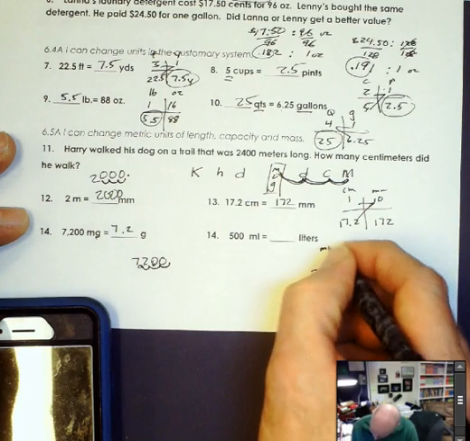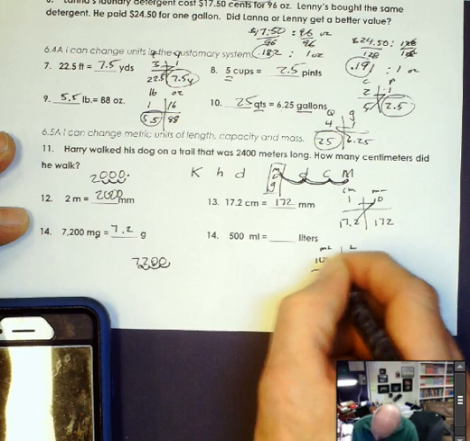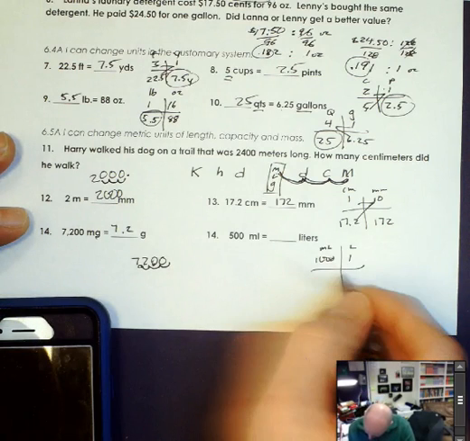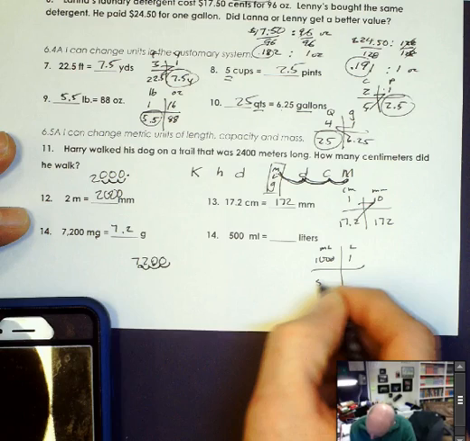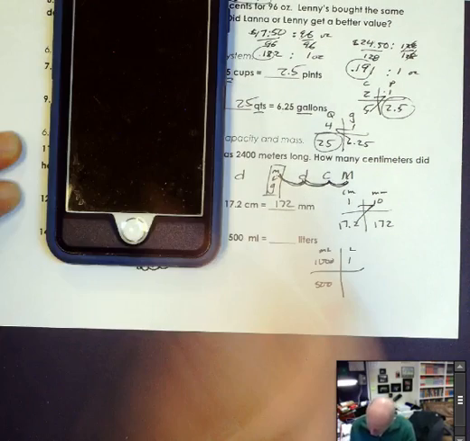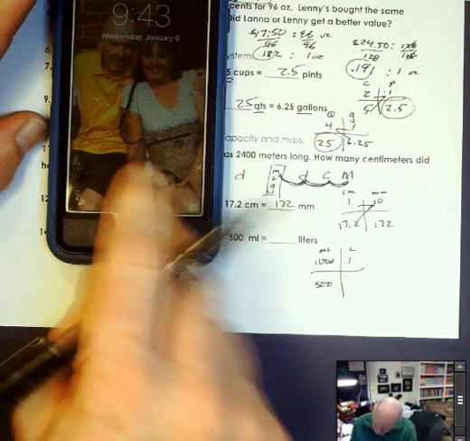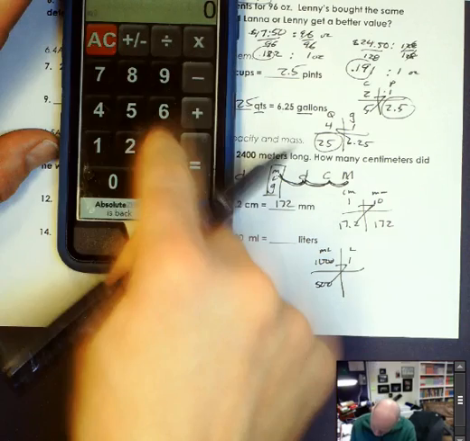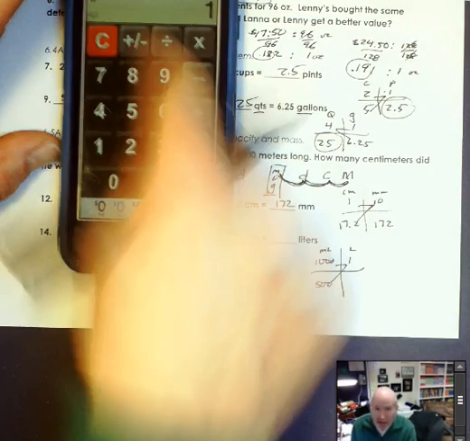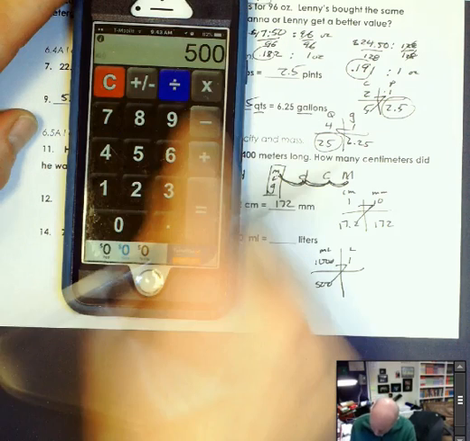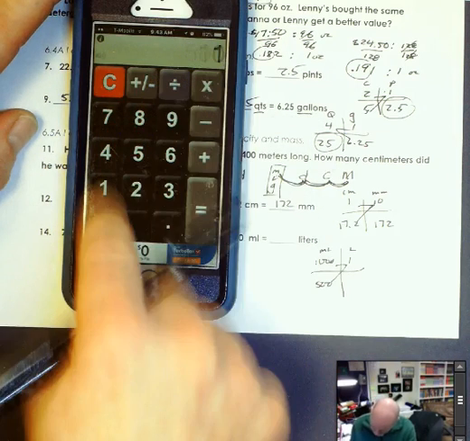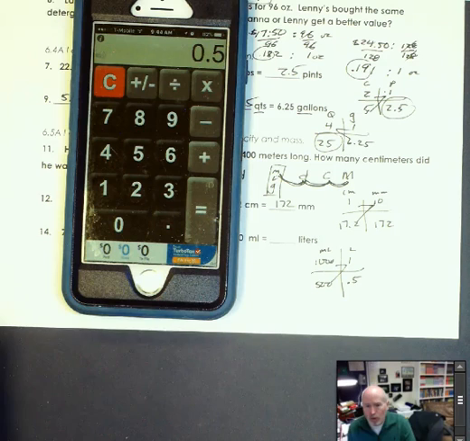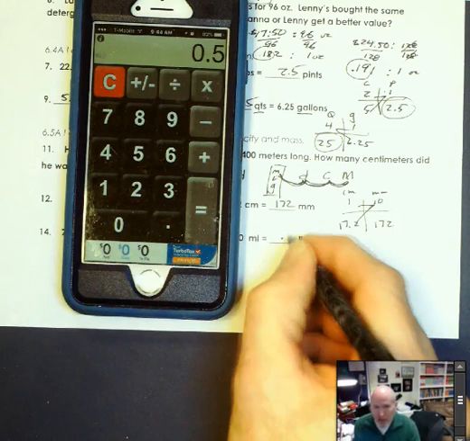So now we've got milliliters and liters. I know that there are 1,000 milliliters in 1 liter. Milli means 1,000. So I've got 500 milliliters. Uh-oh, this looks ugly, but we can do it. Get my calculator back. 500 times 1 is 500, and then I have to divide that by 1,000, and that equals 0.5. Oh, that makes sense. 0.5 liters. And that's where we're going to stop. I'll just put that answer in, 0.5 liters, and I'll pick this up after class.